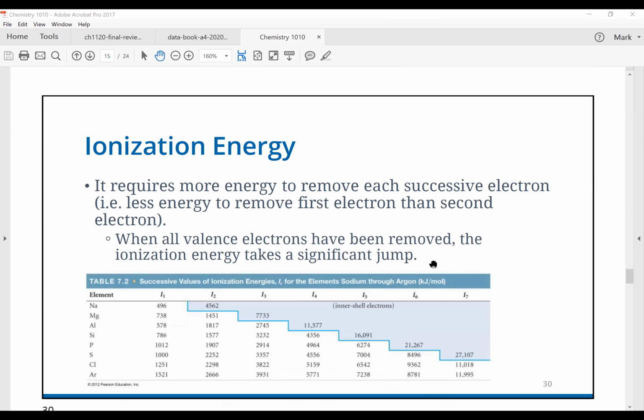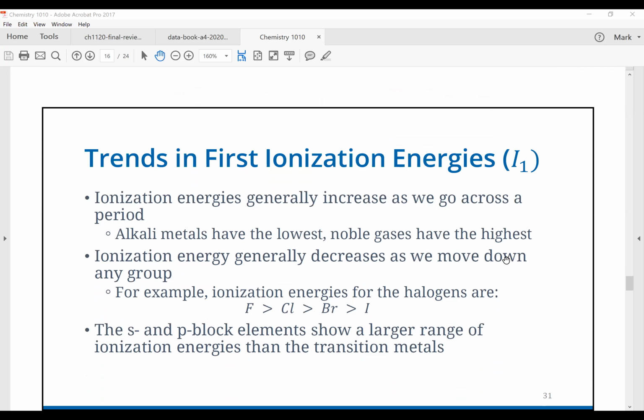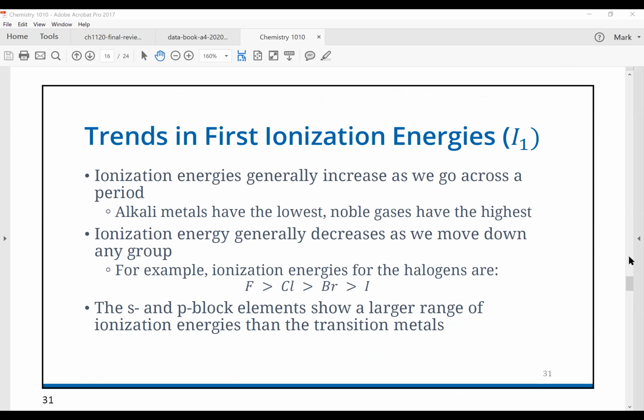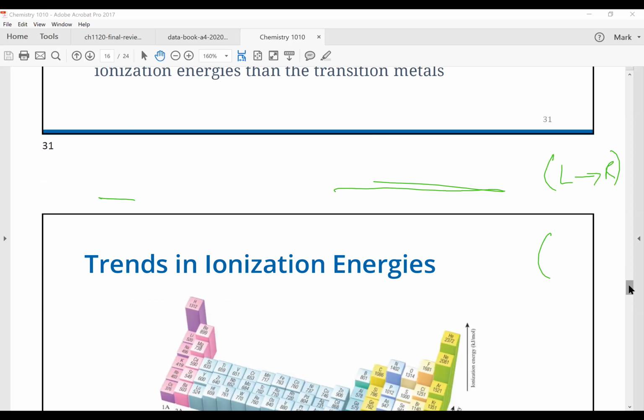So let me just see if I have a summary of this. Here we go. Ionization energies increase as we go across a period, across meaning left to right. And ionization energy decreases as you move down any group. So it basically increases as you go up. It decreases as you go down. So that's ionization energy. Those are those trends.